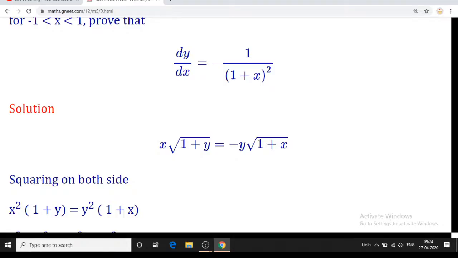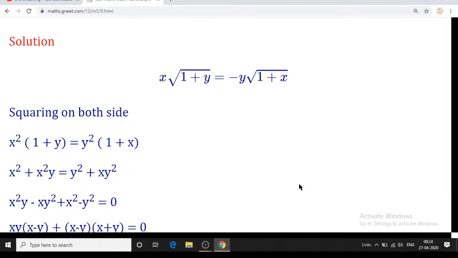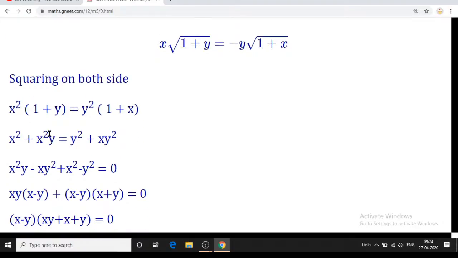Now as we get these values, after that we will try to simplify this. When we multiply, x square plus x square y is equal to y square plus x y square. We will collect all the terms on one side. Now this is x square y minus x y square plus x square minus y square is equal to 0. I have rearranged the terms so that we can take certain common factors and factorize more.